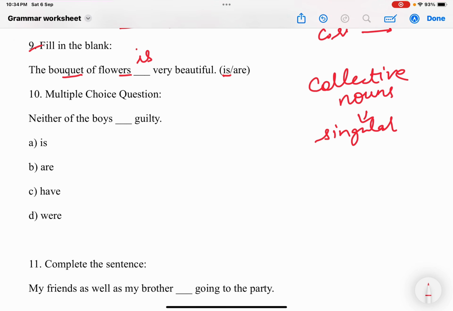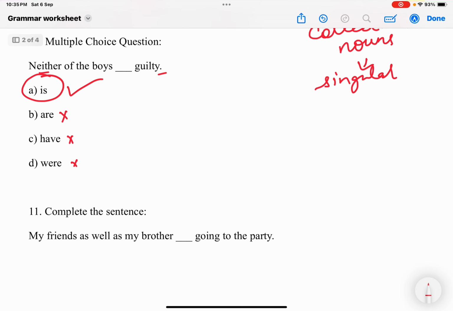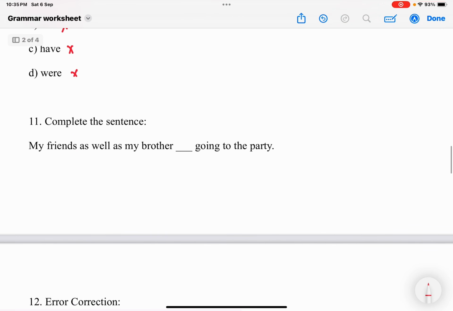Next one is multiple choice question. Neither of the boys dash guilty. Whenever we have neither, either, neither nor, either or, each, every, the subject is considered as singular. So neither of the boys is guilty. Okay, are is plural, have is also plural, were is also plural. So we are to use here is. Okay, so correct answer is A option, is. Neither of the boys is guilty.